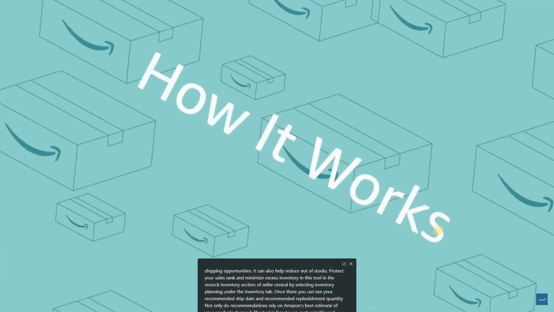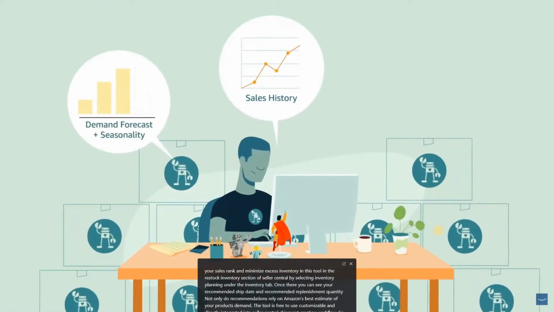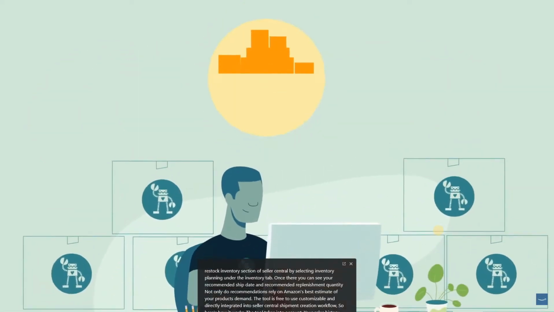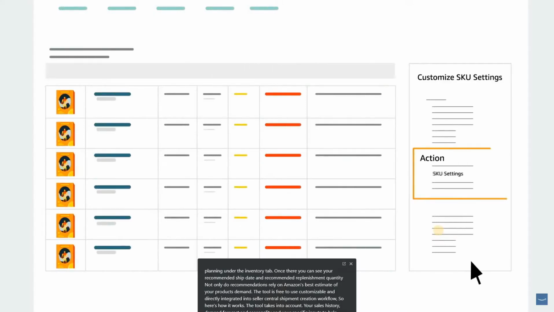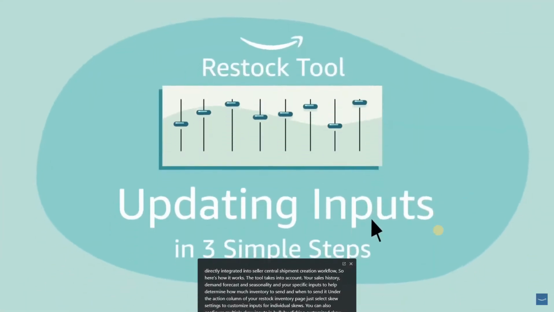So here's how it works. The tool takes into account your sales history, demand forecast and seasonality, and your specific inputs to help determine how much inventory to send and when to send it. Under the Action column of your Restock Inventory page, just select SKU settings to customize inputs for individual SKUs. You can also configure multiple SKU inputs in bulk by clicking Customize SKU Settings at the top right of the Restock Inventory page.